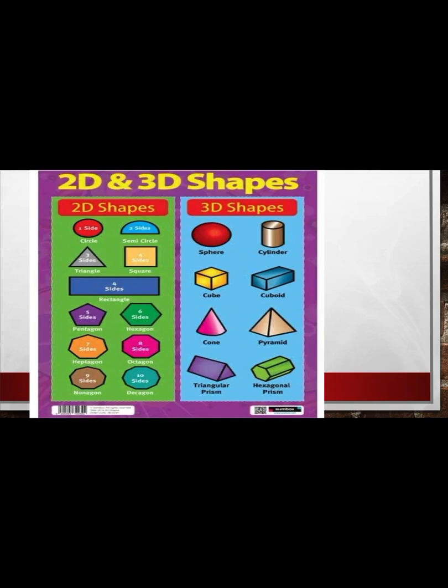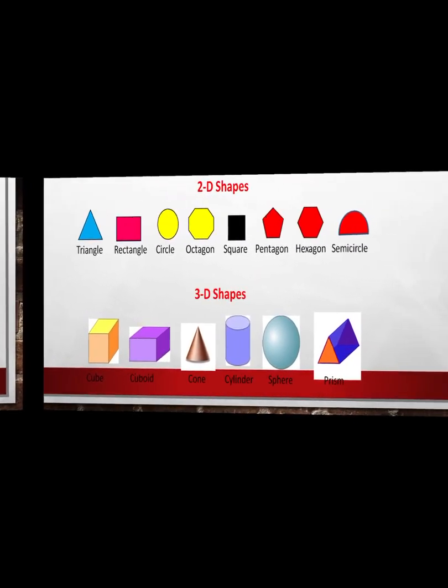So similarly 3D shapes also are like this. It has been added here, triangular prism and hexagonal prism, and pyramid, in the 3D shapes. Actually in 2D shapes it has only length and breadth. But in 3D shapes another dimension has been added, that is called height. And that's why it is 3D, three dimensions.